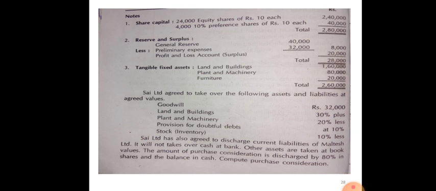Okay, so 4,000 preference shares are there, 10% dividend shares of rupees 10 each. So 10 each means what? Each share price is rupees 10, the total amount is rupees 40,000. Okay, so this is the problem. With the help of this information, we can calculate the purchase consideration under the intrinsic worth method.